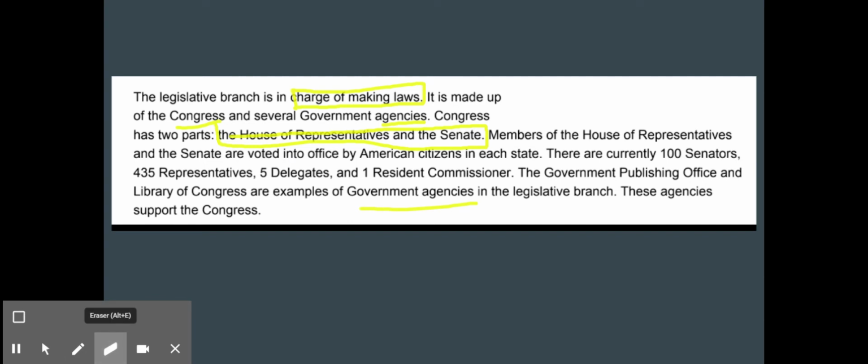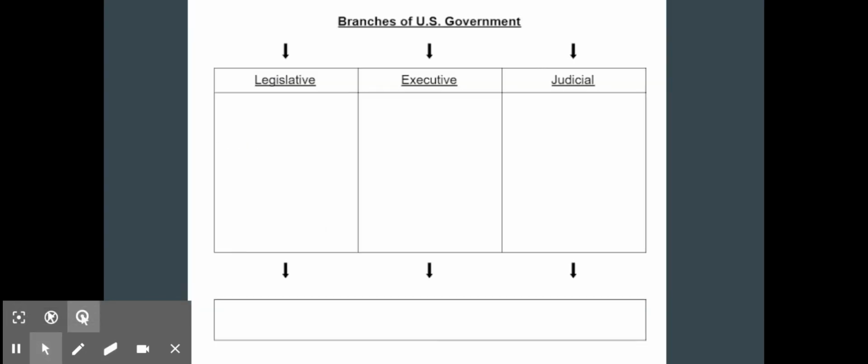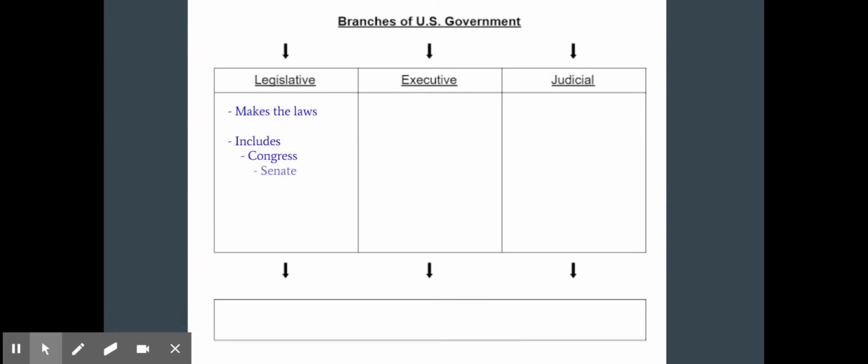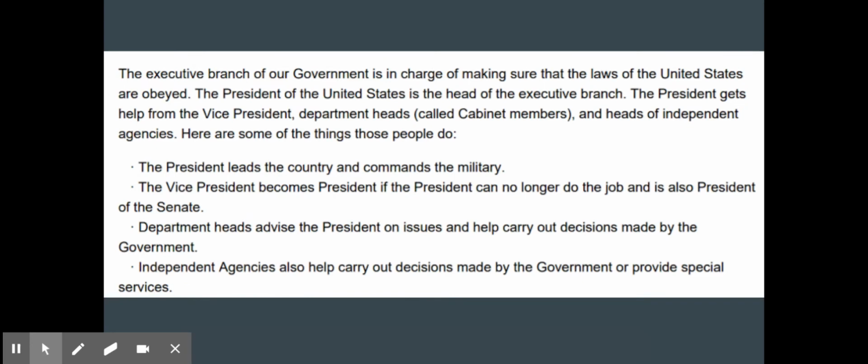All right, so now that I've read that section, I'm going to go ahead and go into my graphic organizer, and what did I learn about the legislative branch? Well, it makes the laws, and it includes Congress, which is that Senate and the House of Representatives, and some government agencies. That's the information that I pulled out, and I want to go ahead and remember. Go ahead and pause, so that way you can get that down in your notes as well. And now that you've gotten that down in your notes, because of course you paused to write it down, let's keep on moving. All right, so our next one is the executive branch.